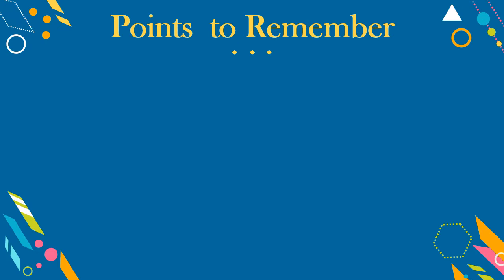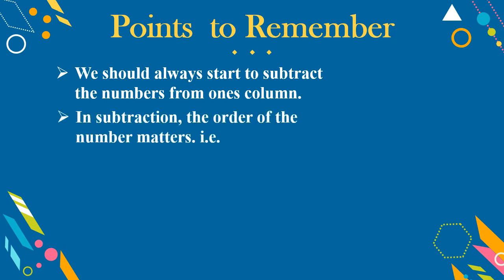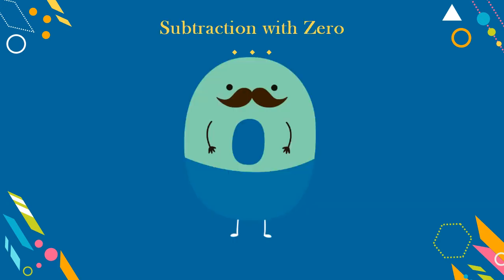We should remember some important points. While doing subtraction, we should always start to subtract the numbers from the one's column. In subtraction, the order of the numbers matters. For example, 5 minus 2 equals 3, but 2 minus 5 is not equal to 3. It is quite different. The answer of the subtraction is called the difference. First, we will learn to do subtraction of 0 from any number.